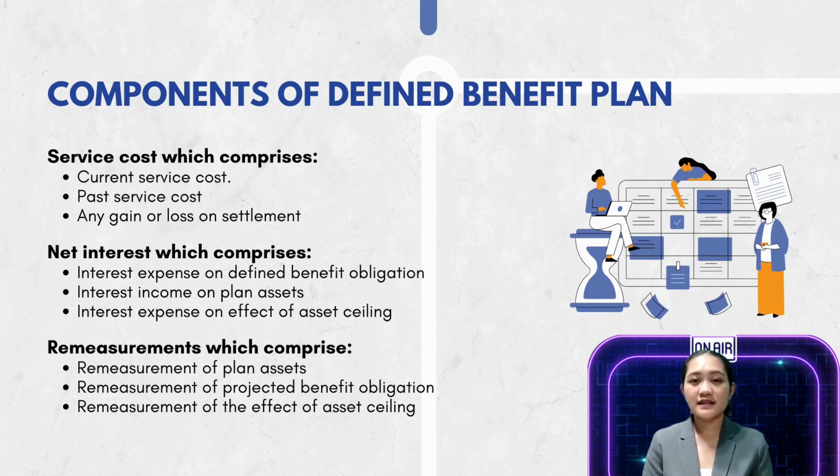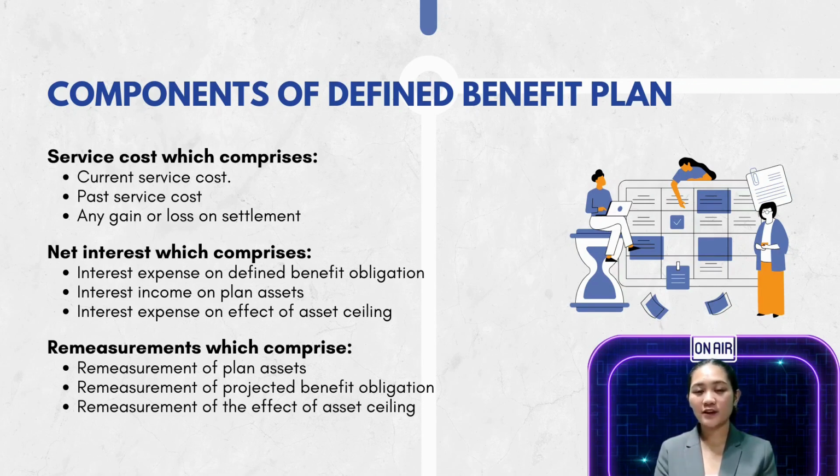So, next is the interest income on plan asset. It is calculated by multiplying the fair value of plan asset at the start of the period by the discount rate, which is determined by the prevailing market yields on high-quality corporate bonds at the end of the reporting period. And lastly is the interest expense on the effect of asset ceiling.